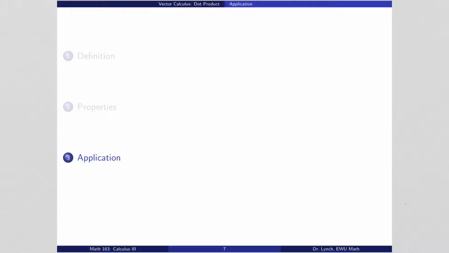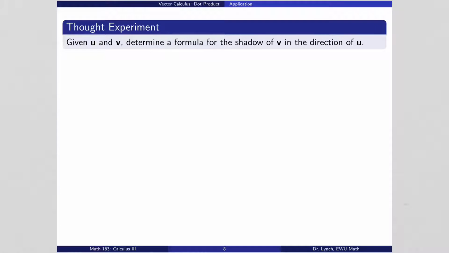Okay, we'll go ahead and look here at a couple of applications. The first one involves a thought experiment: given two vectors u and v, let's think about trying to find a formula for the shadow of v that's in the direction of u. I'll show you what I mean by a picture. Here's a vector u and here's a vector v, and I've drawn a magical mathematical sun and tried to stylize the shadow of v in the direction of u with this thicker line along u.